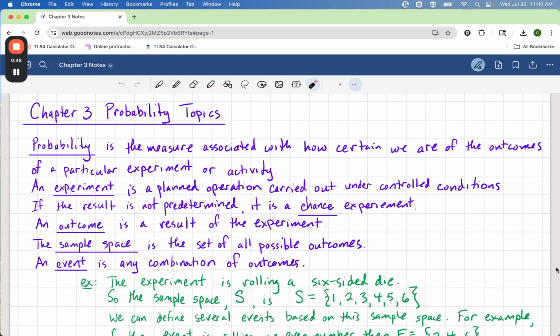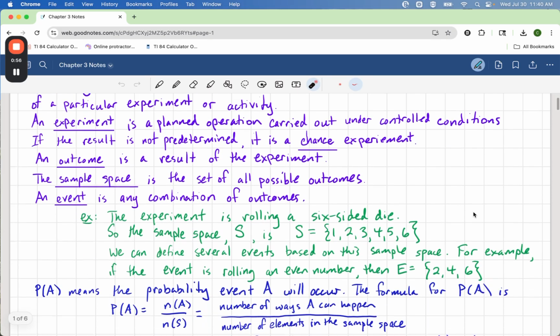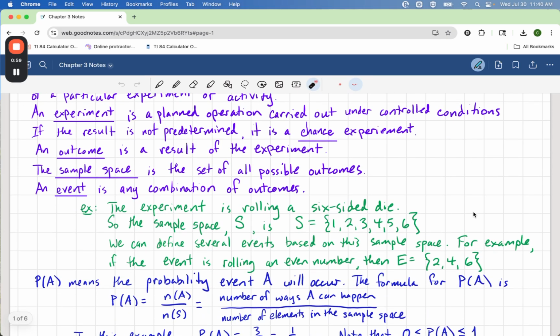So let's do an example and point out these definitions as we're going through the example. The experiment is rolling a six-sided die. The sample space is going to be what can happen. We could roll a 1, a 2, a 3, a 4, a 5, or a 6. So that's the sample space. We'll call it S. We can define several events based on this sample space. For example, if the event is rolling an even number, then the event E is going to be a 2, a 4, or a 6.